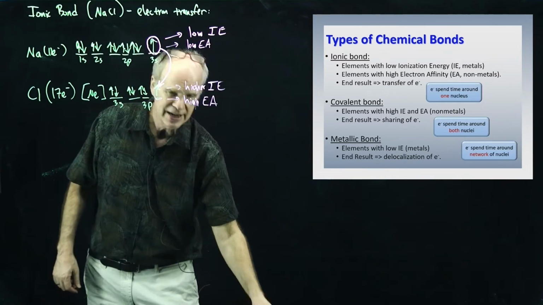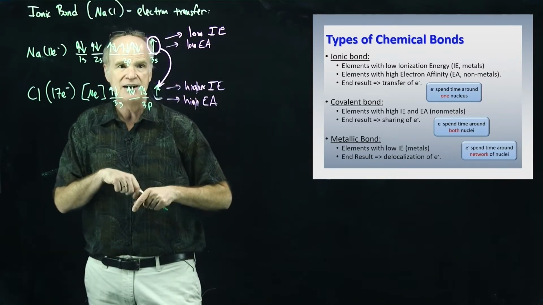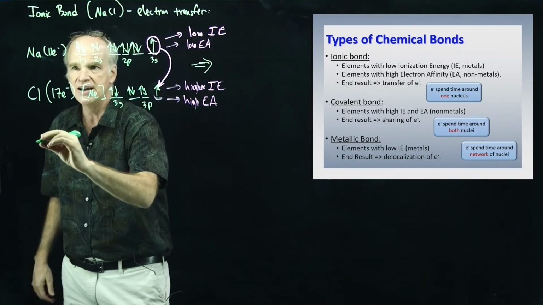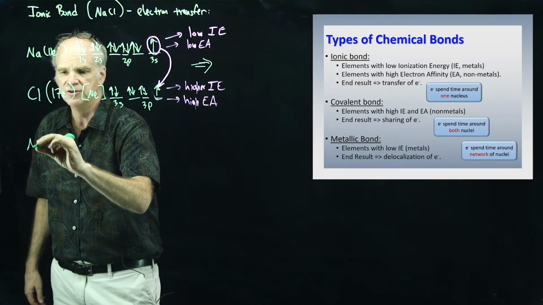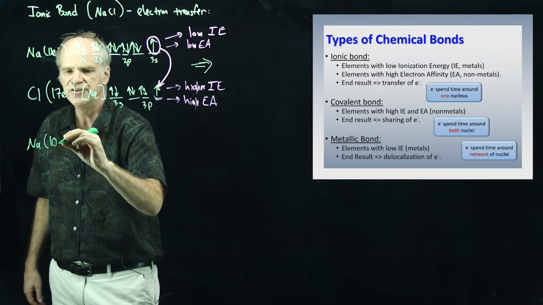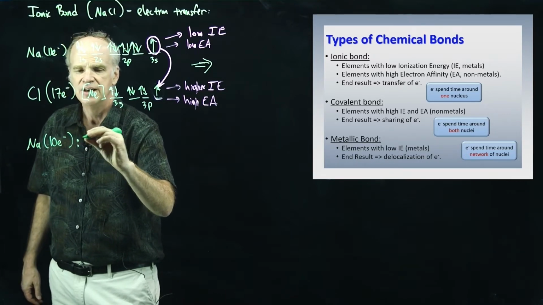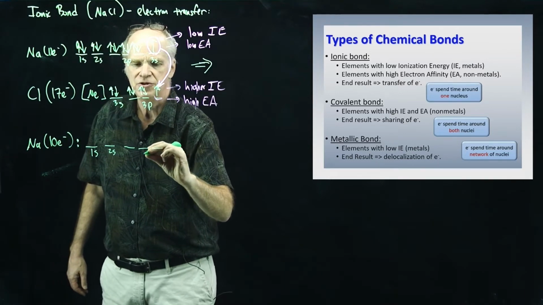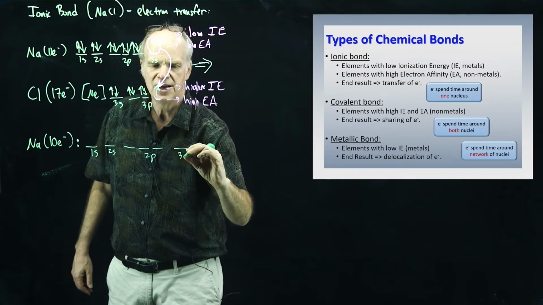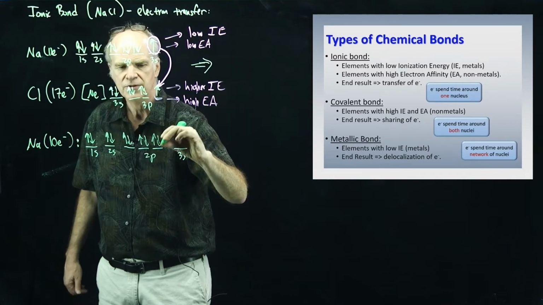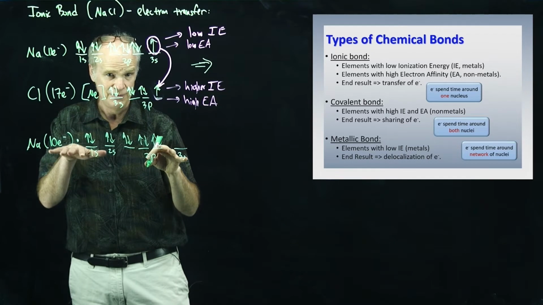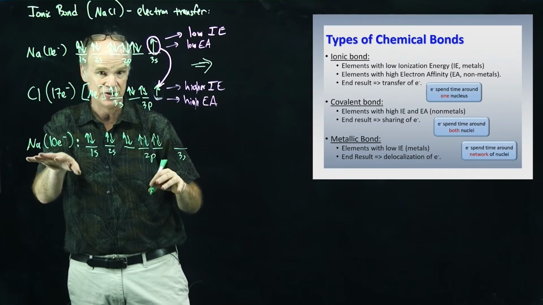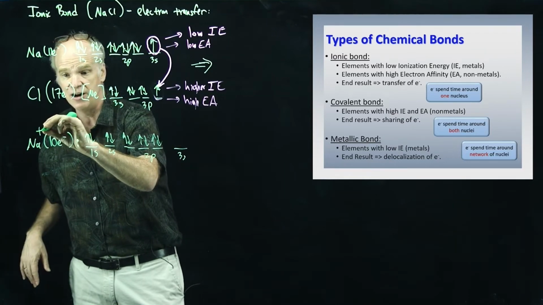So now let's write out the configurations for what we have after the transfer occurs. I'm going to draw an arrow here and rewrite what we have now. Sodium is going to lose an electron, so now it has 10 electrons. You're going to have 1s, 2s, and then 2p, and I'll put in the 3s orbital even though it's empty. Sodium still has 11 protons, but instead of 11 electrons, it has 10. It's missing an electron, so it now has a positive charge.